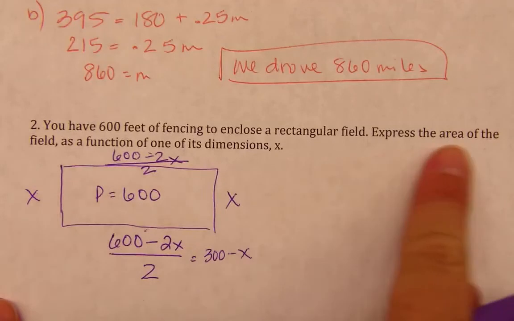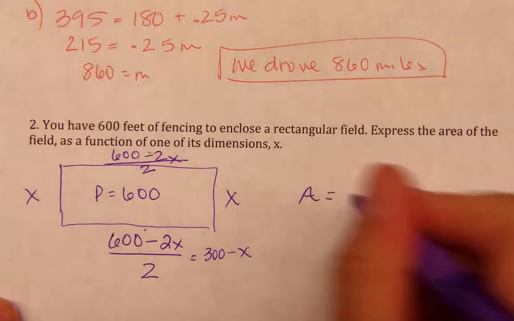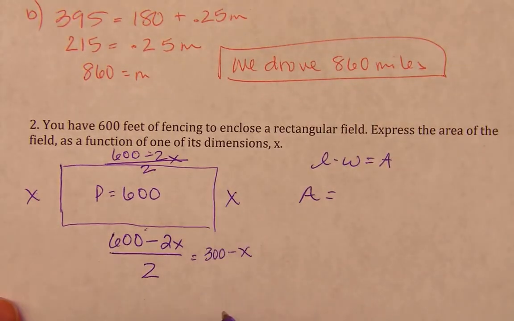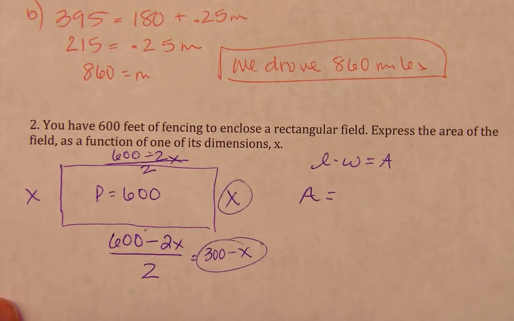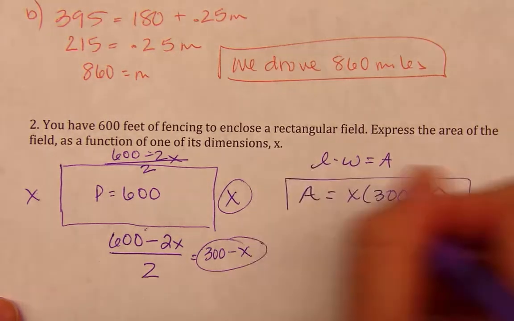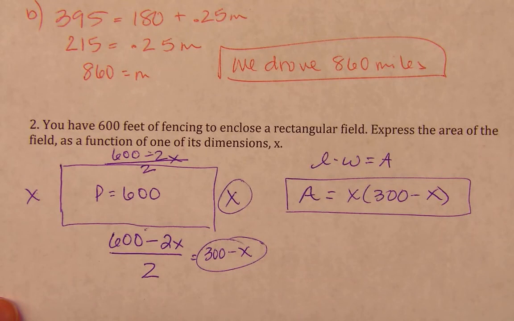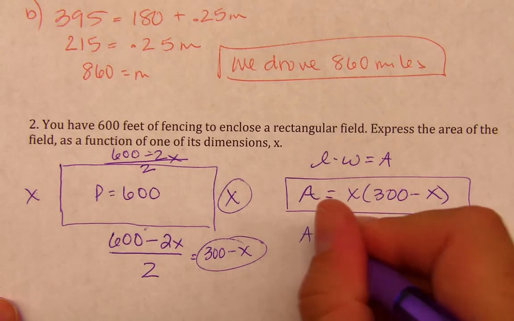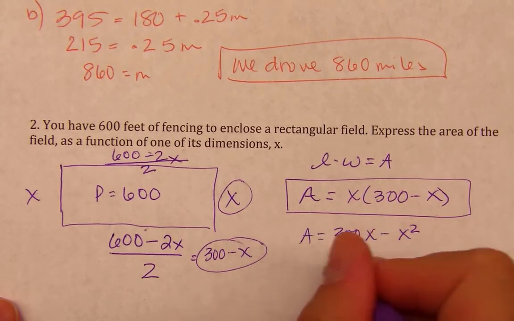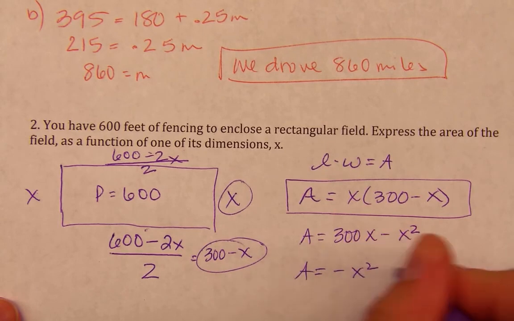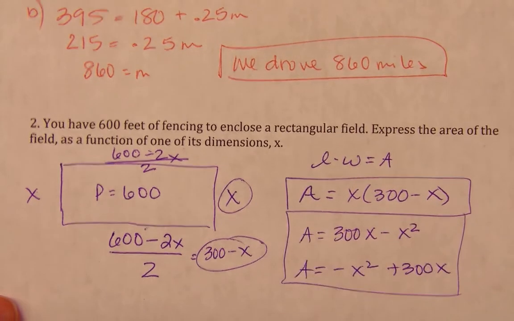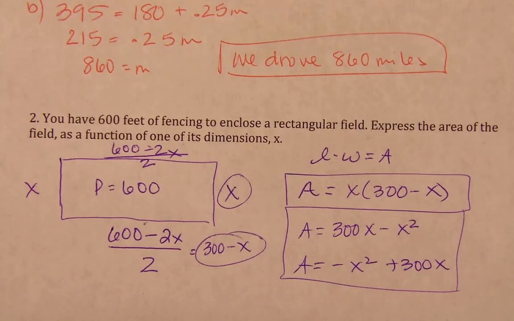And it's asking us to express the area. So area is length times width. So my length times my width here. So these are the two pieces we're looking at. We've got x times 300 minus x. And that's going to be our area. We're not given any numbers here or anything, so we're just writing a function. You could also write your area as 300x minus x squared. You could also write area is equal to negative x squared plus 300x. Both of those are okay as well. And that's the end of section 10.